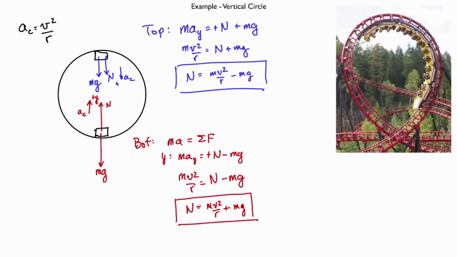mv squared over r is the same whether at the top or the bottom. The weight is the same whether we're at the top or the bottom. So which normal force is going to feel bigger? This N, the red one, is bigger than the blue one. And why is it bigger? Plus. So a rider on a roller coaster feels more normal force at the bottom of the loop than at the top.